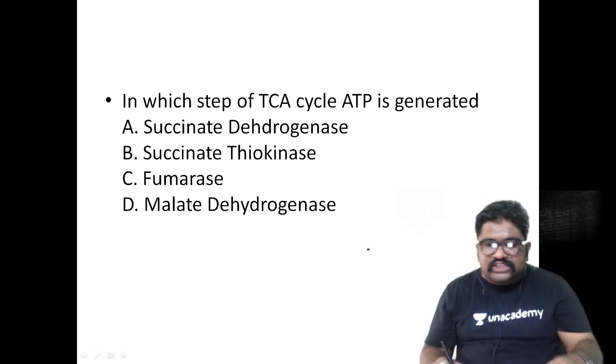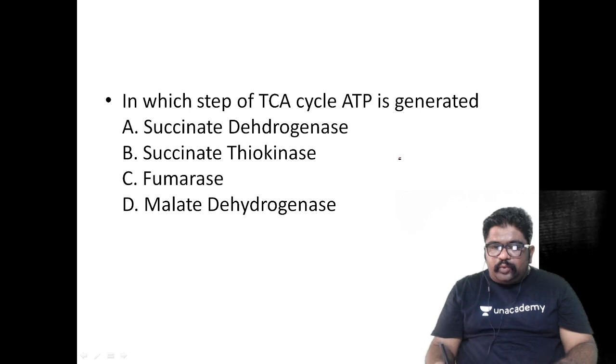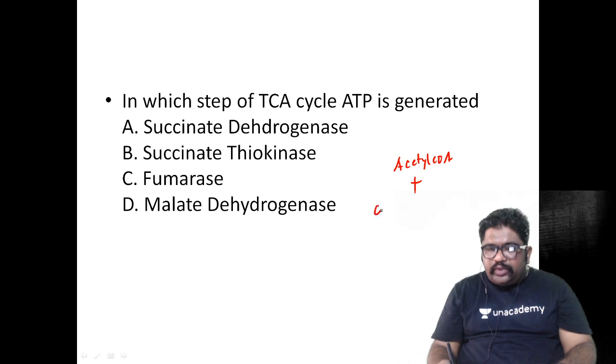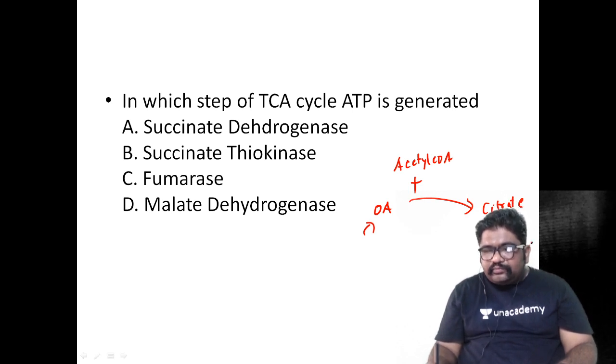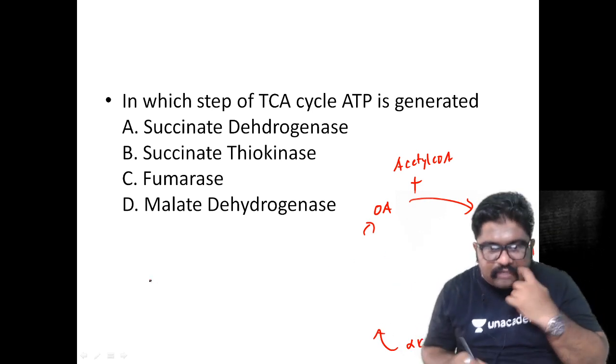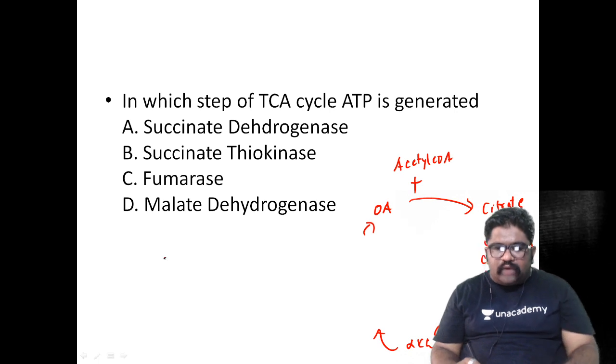Now, look at what I am writing here. I'll just tell you the TCA cycle for a minute. Watch carefully. We start with acetyl-CoA. This will react with oxaloacetate coming through the TCA cycle. Both will become citrate. They will become cis-aconitate. Then they'll become isocitrate. Isocitrate, with the help of the enzyme isocitrate dehydrogenase, will become alpha-ketoglutarate. I'll use a different part of the board here because I'm covering the board.